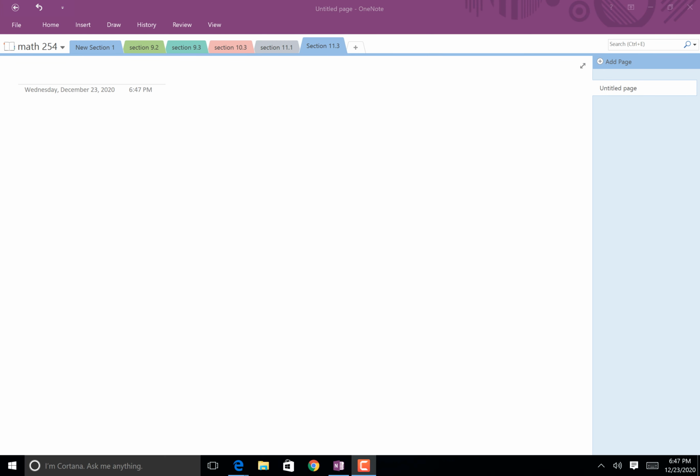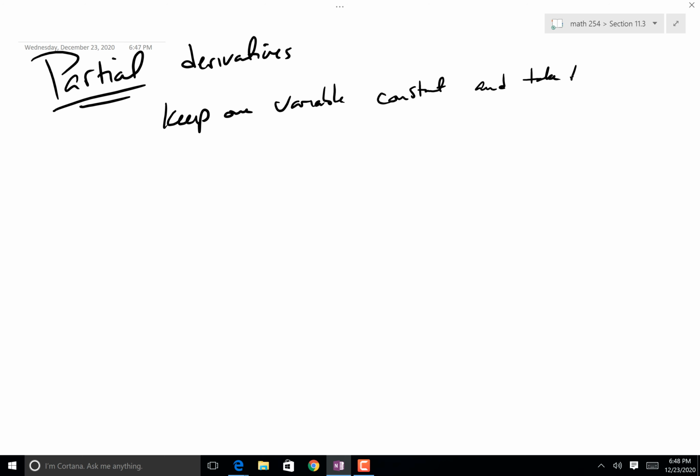So section 11.3 is all about partial derivatives. It's a very big, huge thing. What it's all about is the idea that we're going to keep one variable constant and take the derivative with respect to the other.